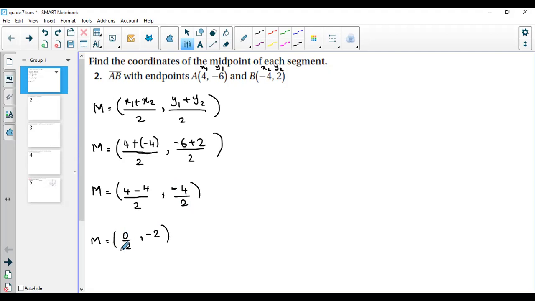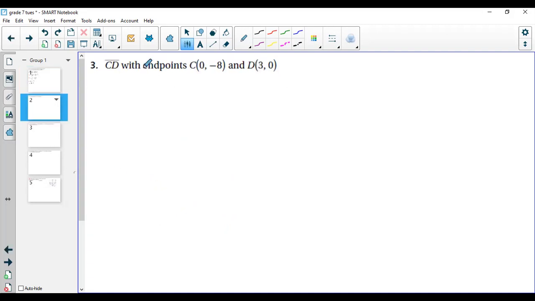Now as you know, 0 divided by 2 is going to be 0 and negative 2 will be the same. So the coordinate of the midpoint is going to be 0 and negative 2. This is how you find the midpoint. It's easy, but doing it slowly will make you understand, and then gradually you can increase your speed. Don't just go on solving and solving, because you have to be very careful about these small things. Minus and plus, you have to be very careful about these things.